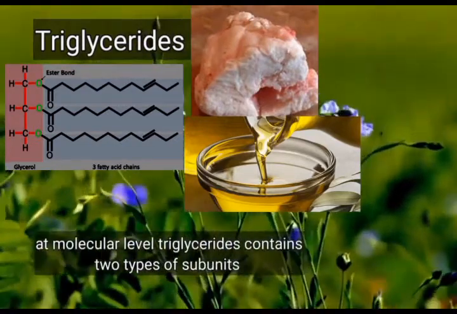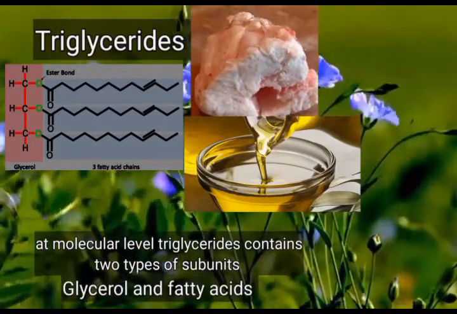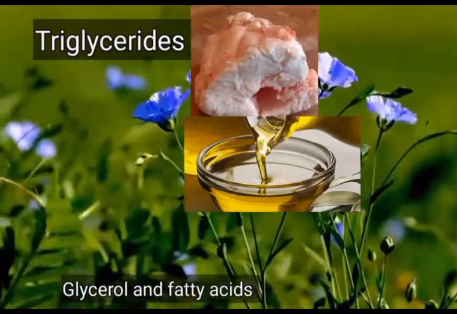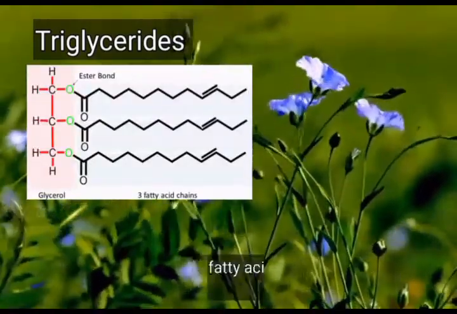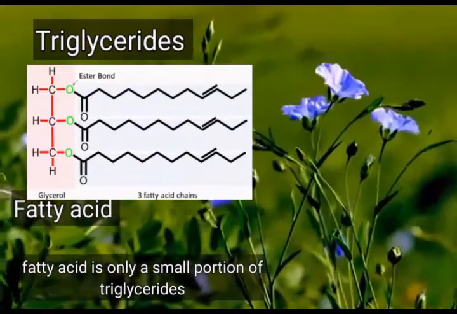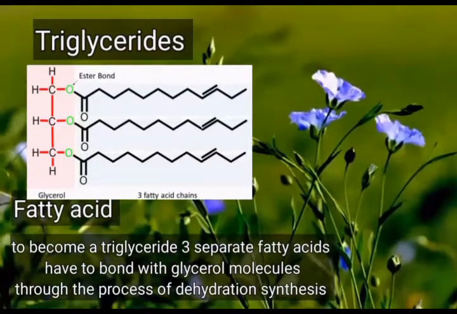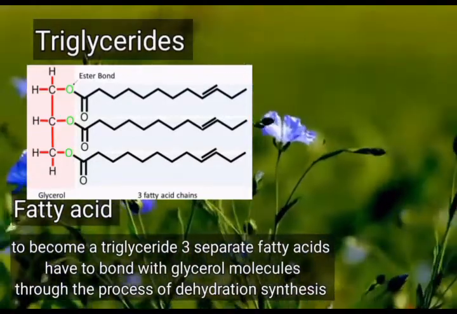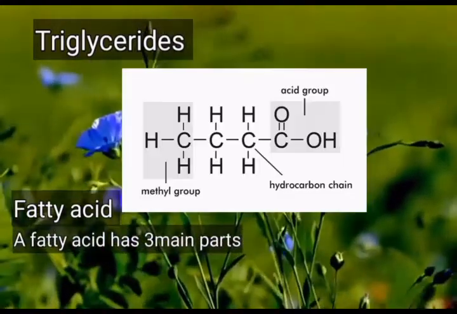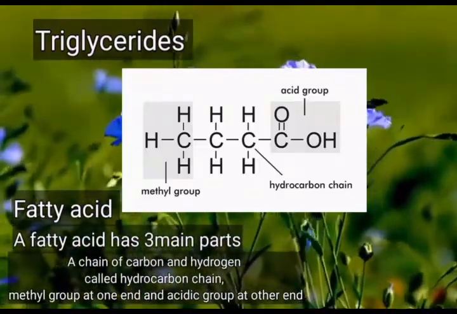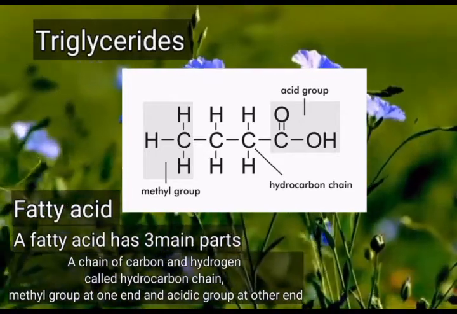At molecular level, triglycerides contain 2 types of subunits, and they are glycerol and fatty acid. One of the most common components of certain lipids is the fatty acid. A fatty acid is only a small portion of a triglyceride. To become a triglyceride, 3 separate fatty acids have to bond with a glycerol molecule through the process of dehydration synthesis. A fatty acid has 3 main parts: a chain of carbon and hydrogen called hydrocarbon chain, a methyl group at one end, and an acidic group at the other end.